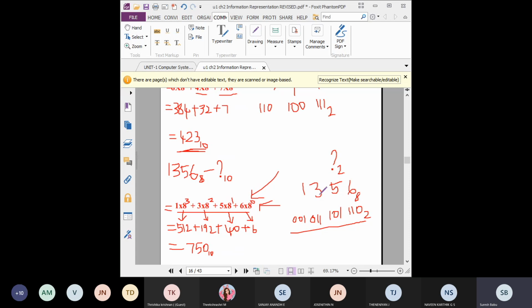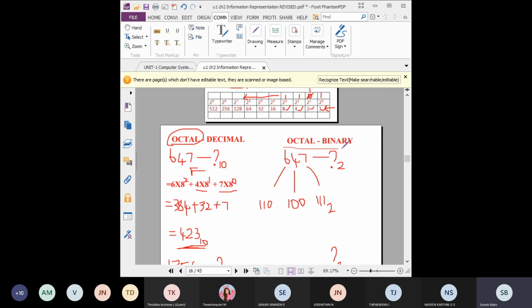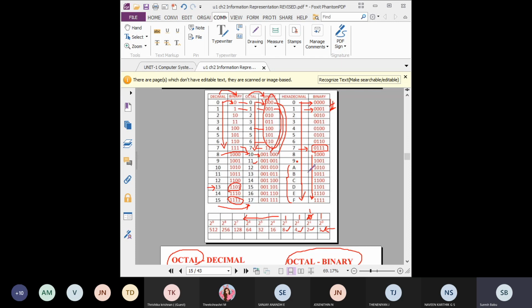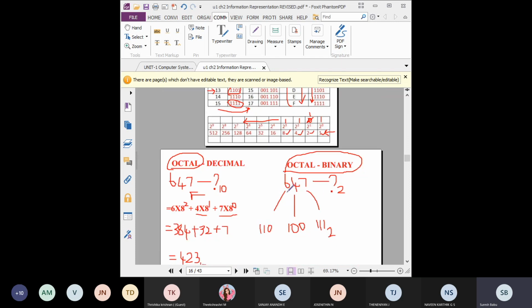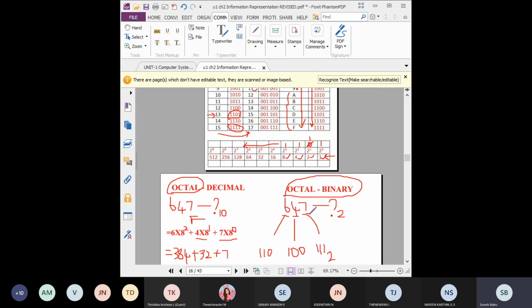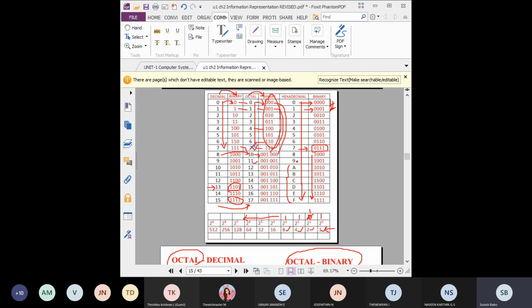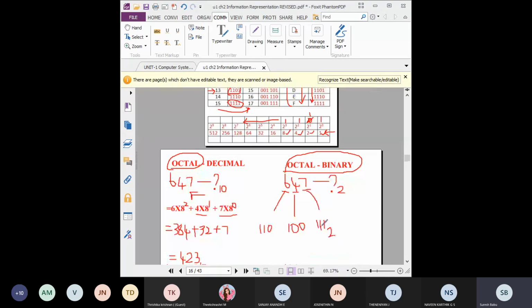Yes. Then octal to binary. Already I told you, you should remember this tabular column. 6, 4, 7 is an octal number, and we need to get the equivalent binary value. One by one, first you take the 7, then 4, then 6. What is the equivalent value for 7? You can see here, students, 7's equivalent binary value is triple one, 111. That is the last possibility, 111.